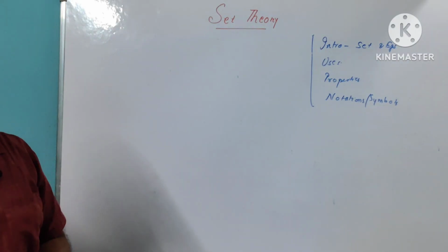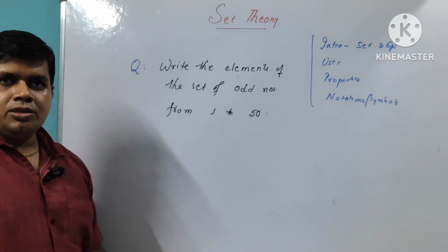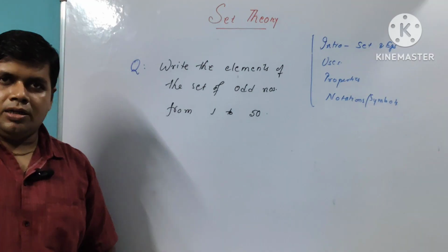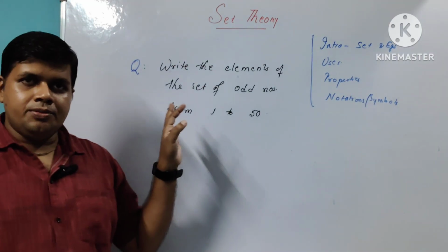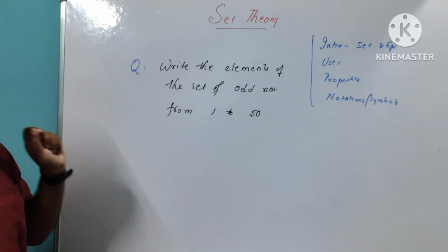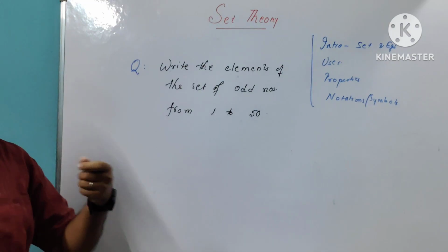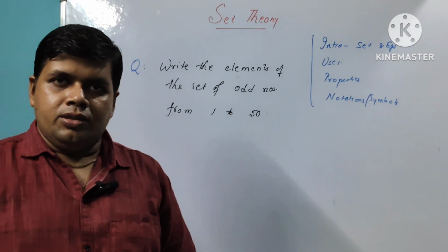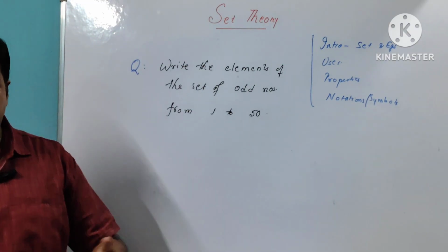Now, based on what we have discussed, I want to put a question. Write the elements of the set of odd numbers from 1 to 50. Please respond to this question in the comment box.